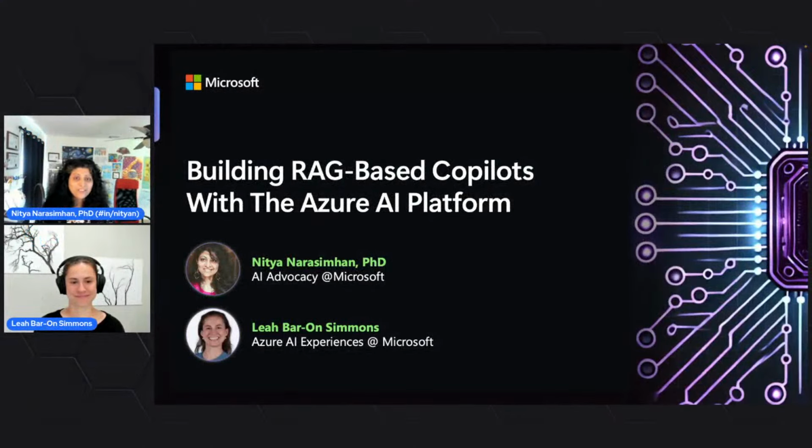Hello, and thank you so much for joining us at RAG Hack on this live stream. My name is Nitya Narasimhan. I'm a senior cloud advocate on the AI advocacy team at Microsoft, and I'm joined by... I'm Leah Simmons. I'm a senior product manager on the Azure AI Experiences team. And today we want to talk to you about Retrieval Augmented Generation, but using AI Studio to build your first custom RAG-based copilot. By now, you're probably familiar with the term RAG, and you know what that involves. But what we want to do is teach you how to build this from scratch by using an existing open source sample. So let's get started.